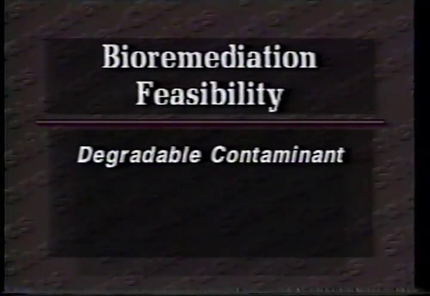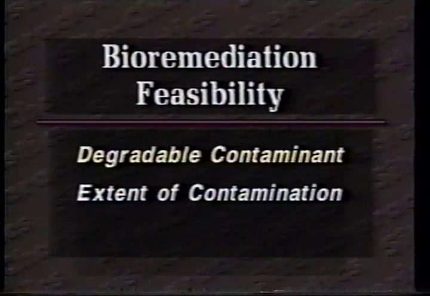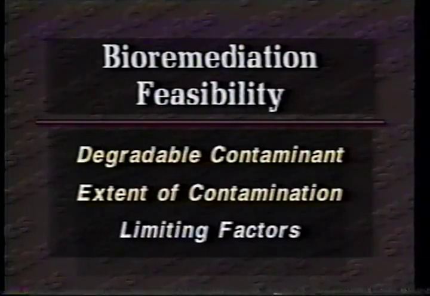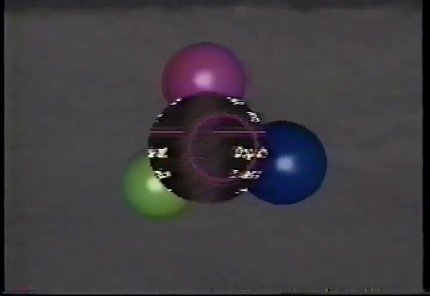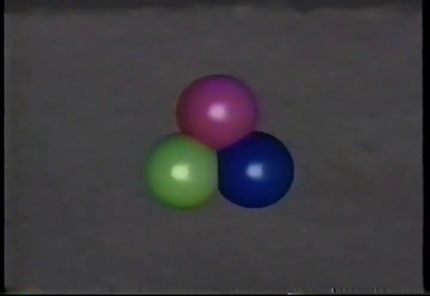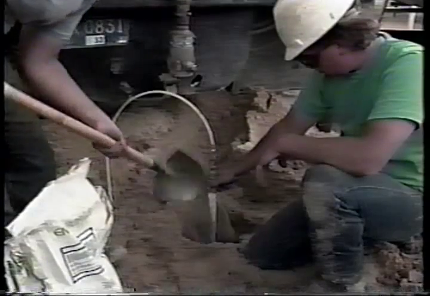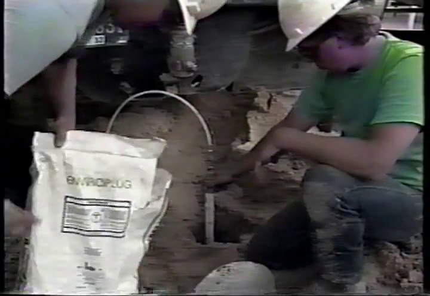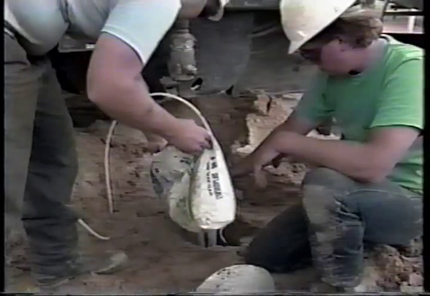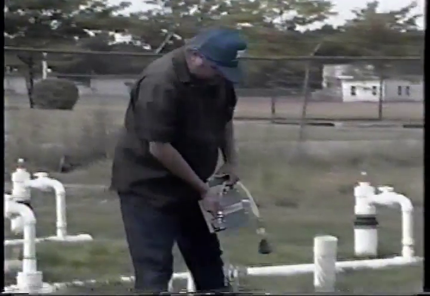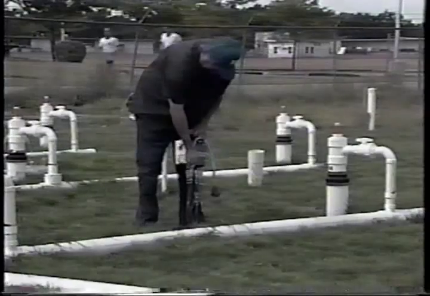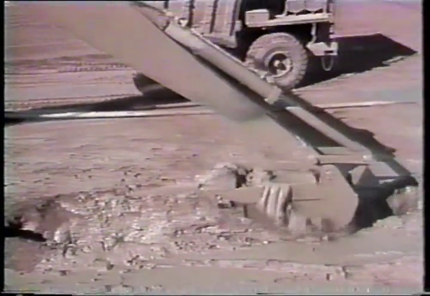Again, the keys to evaluating whether bioremediation is feasible at a site are whether the contaminant is degradable, the physical nature and extent of the contamination, and what factors limit degradation at the site. Bioremediation then involves bringing contaminants, organisms, and an electron acceptor or donor together. This can be done in three ways: adding oxygen or another electron acceptor or donor, adding microorganisms or stimulating the naturally occurring organisms, and promoting contaminant dissolution and desorption.